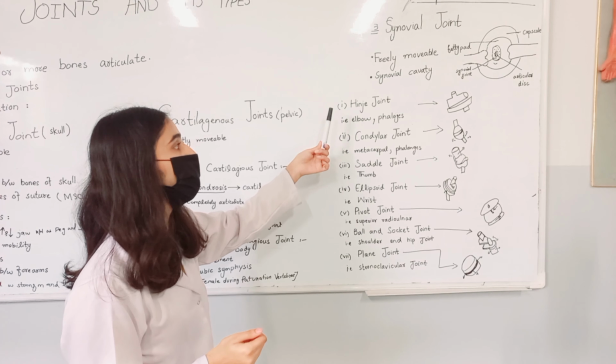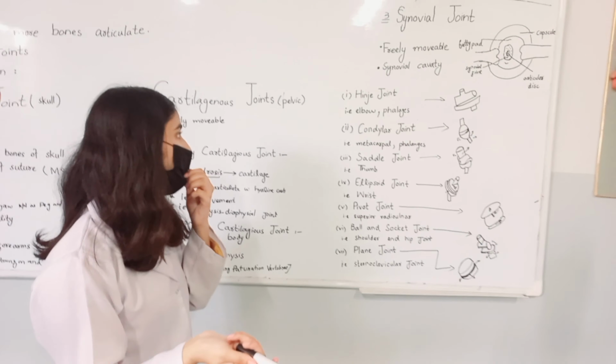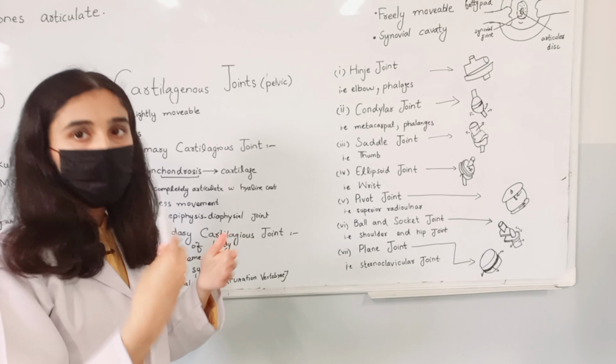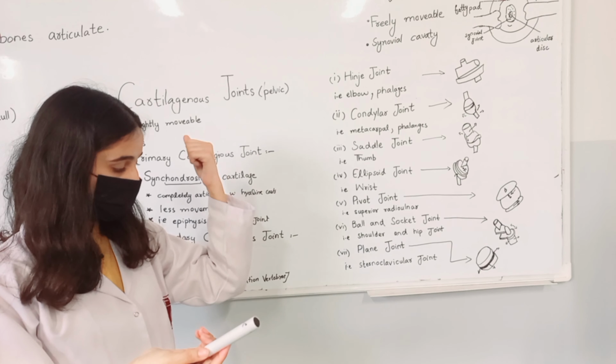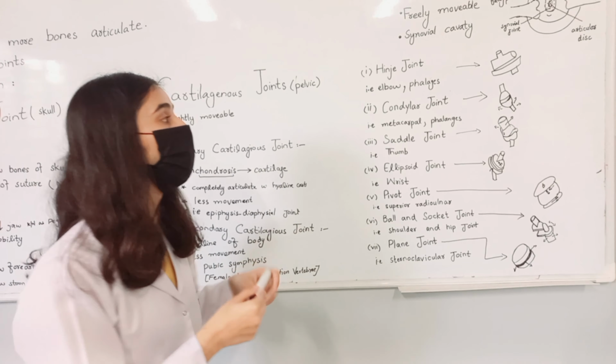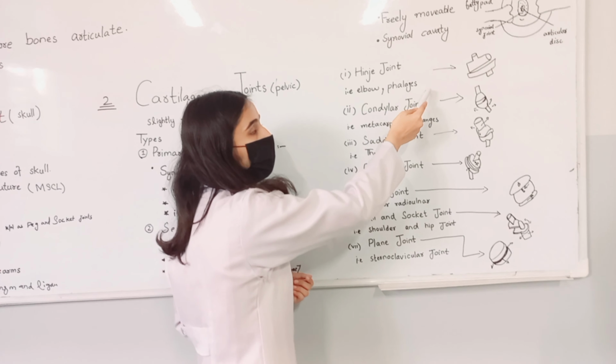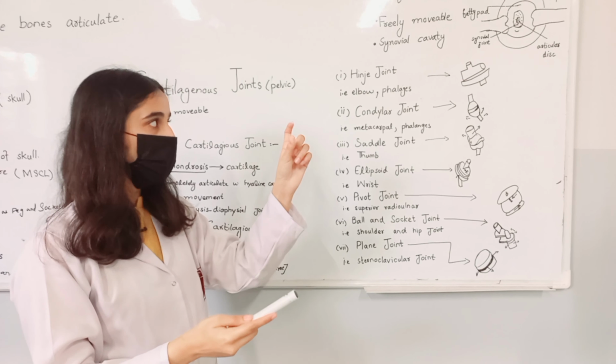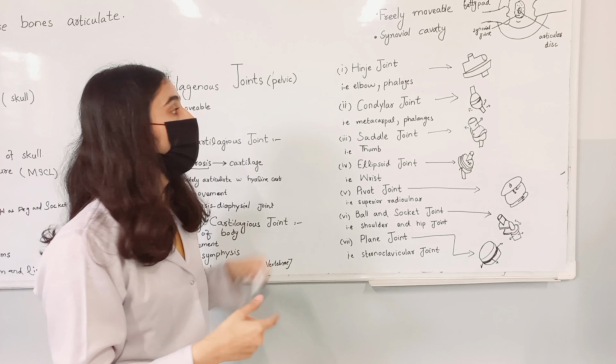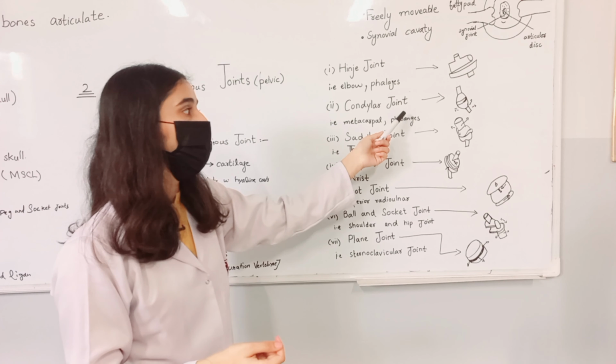First of all, hinge joint. Hinge joint basically shows forward and backward movement. Look over here, it is the movement of a hinge joint. Elbow and phalanges are examples.